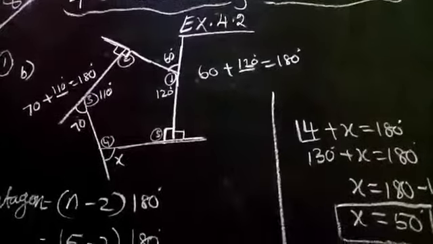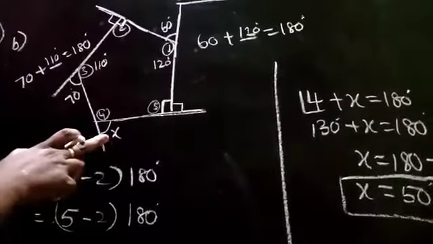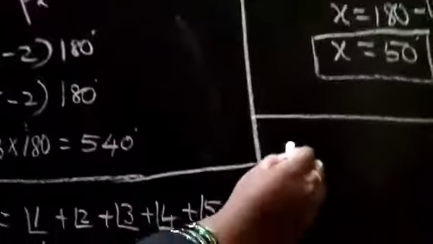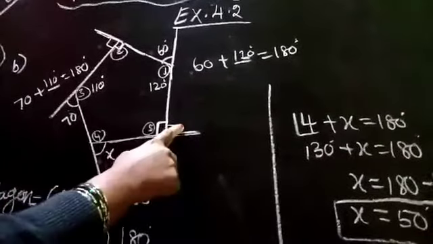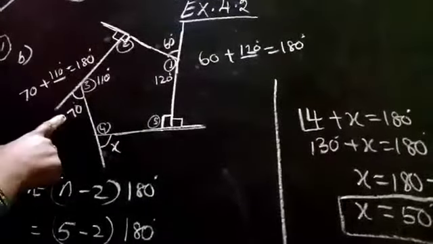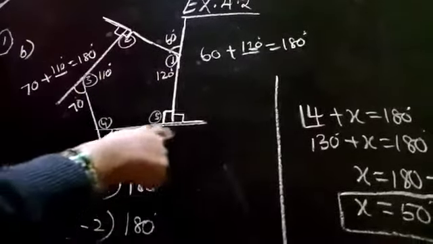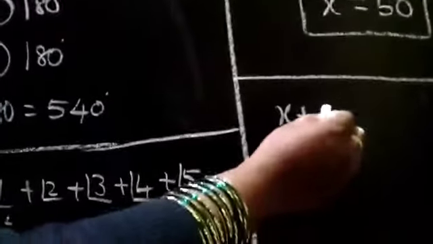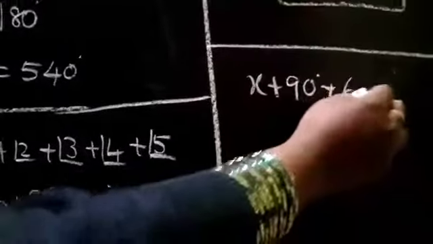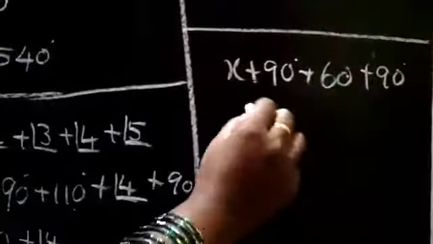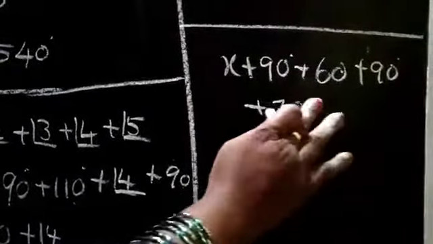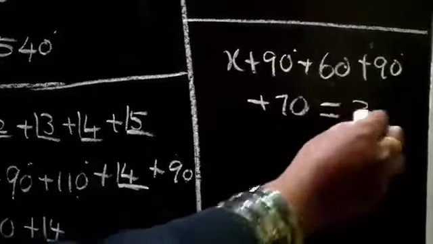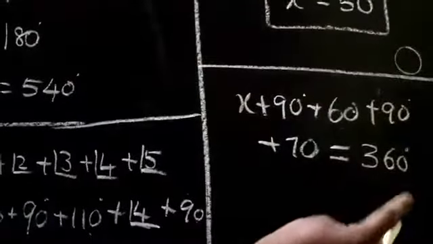One more easy method to find exterior angle of x is, now x angle plus all the exterior angles we have to add. X angle plus 90 degree plus 60 degree plus 90 plus 70. Everything will add. It will become 360 degree, because it is like a circle. Circle will get 360 degree.